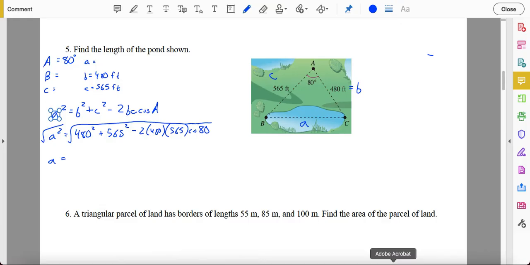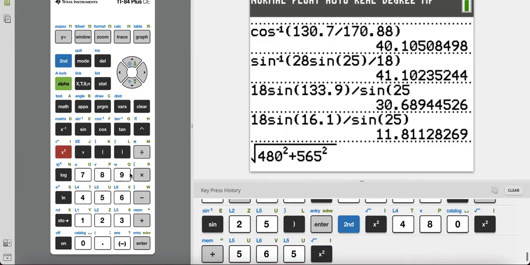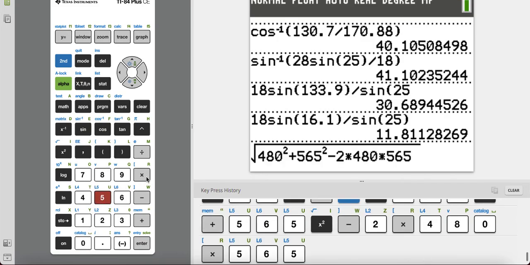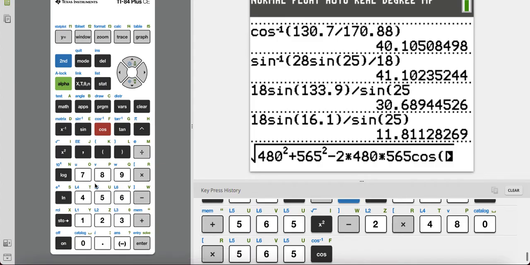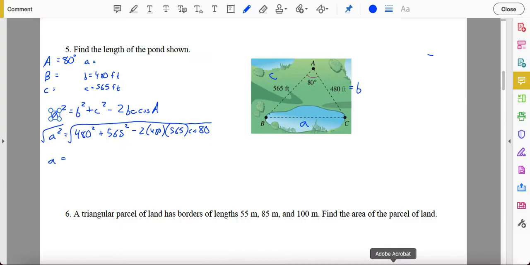I forgot what it was. What was it? 480 squared plus 565 squared minus 2 times 480 times 565 times the cosine of 80 degrees. So that's the cosine of 80 degrees. Close our parentheses, hit enter, and remember, that already includes the square root. So that's 674.9. 674.9 feet. And that would be the length of our pond.